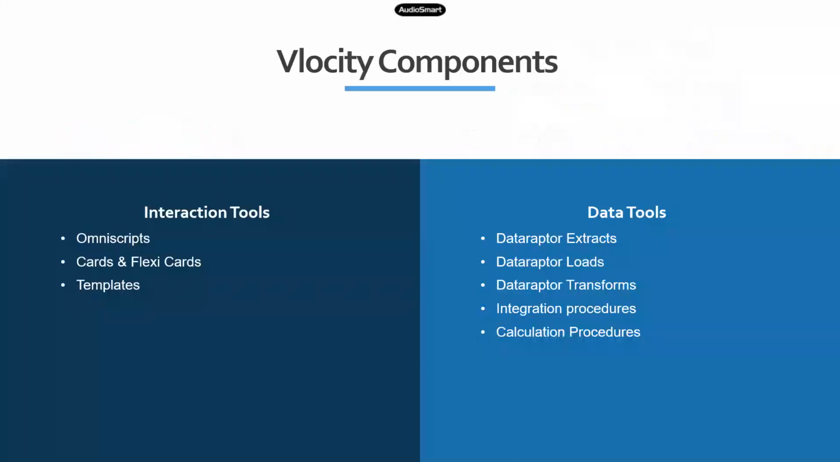Right? So these are some of the interaction tools. Most probably you can achieve most of the things that you do using your Lightning component or a Visualforce page using Omni Scripts or templates or cards, mostly with configuration except for the UI styling. Except for enriching your UI, most of the things can be achieved using Omni Scripts and cards. Right. The next set of components are data tools.